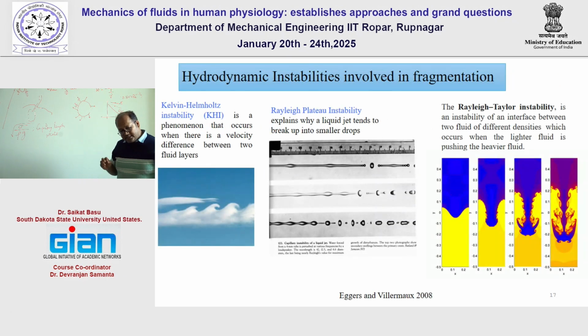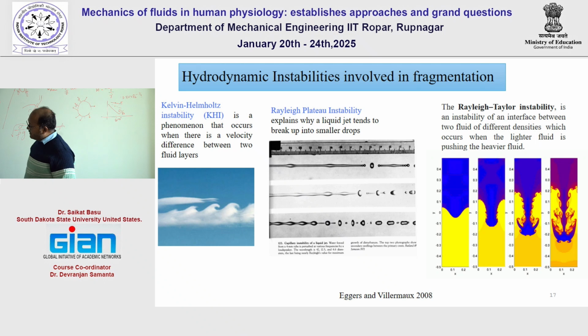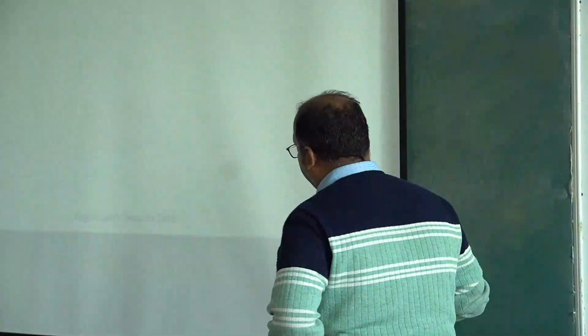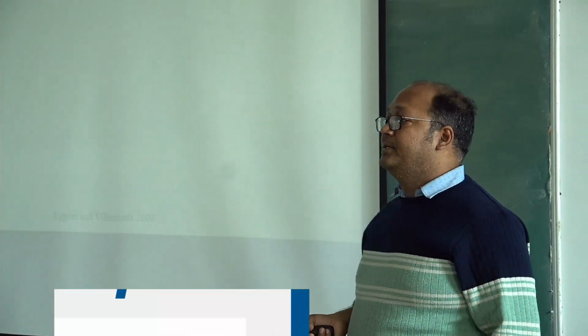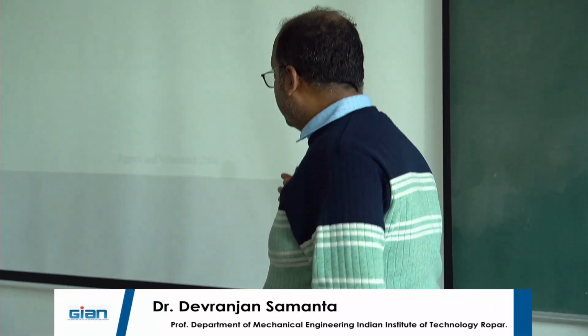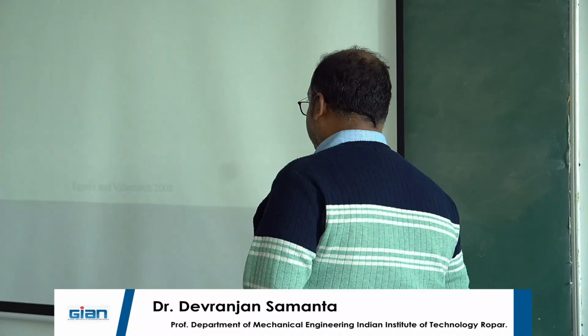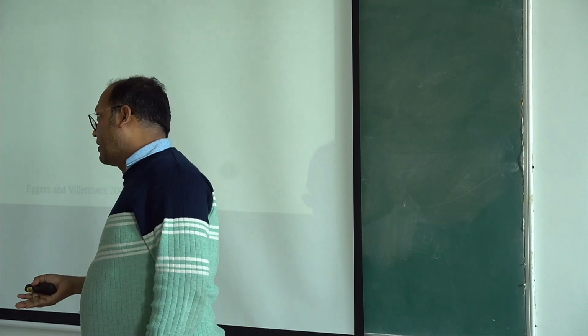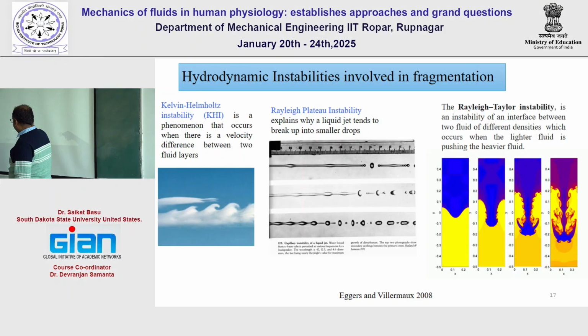Okay, so we are discussing the fragmentation. Regarding the fragmentation part, there are many hydrodynamic instabilities also involved. Hydrodynamic instability itself is like a one or two semester course involving long equations. But here, just to cover the responsible hydrodynamic instabilities in the fragmentation process, the first one is Kelvin-Helmholtz instability. So basically, this happens when there is a velocity difference across a fluid interface.